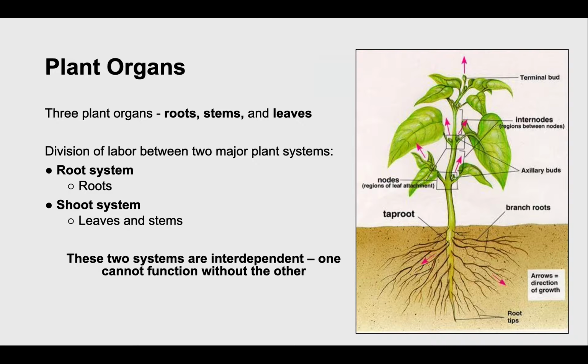Now these 2 systems are interdependent on one another. One cannot function without the other. So for example, the roots can take up water, but they can't photosynthesize. The leaves can photosynthesize, but they're not very good at taking up water. So they're very much interdependent on one another.